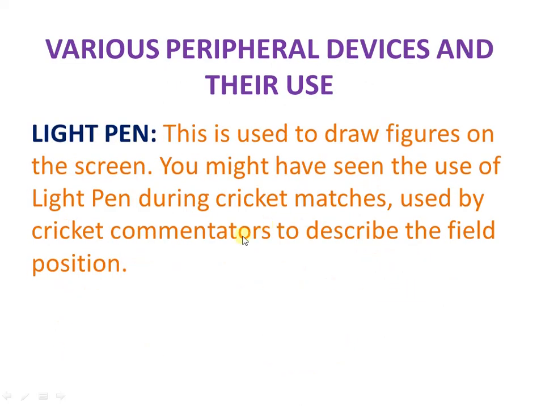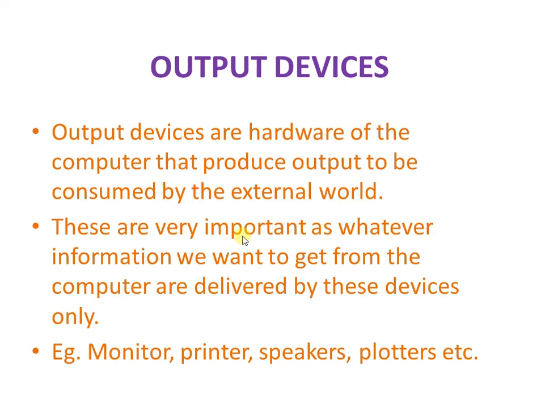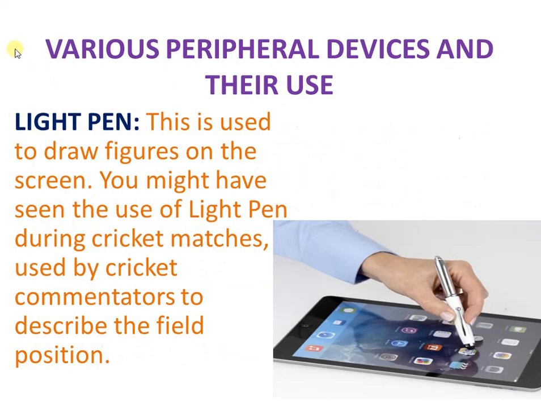Now comes the next topic: various peripheral devices and their use. What are peripheral devices? First of all, we'll study that. This is used to draw figures on the screen. As you can see in the image here, you might have seen the use of the light pen during cricket matches, used by cricket commentators to describe the field position. It is basically a device by which we can mark on any screen. The light pen is sensitive to the screen. So this device is known as a light pen.